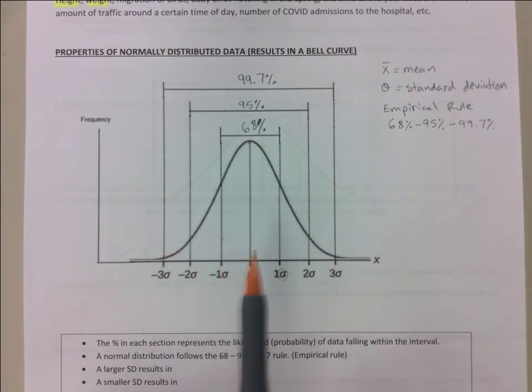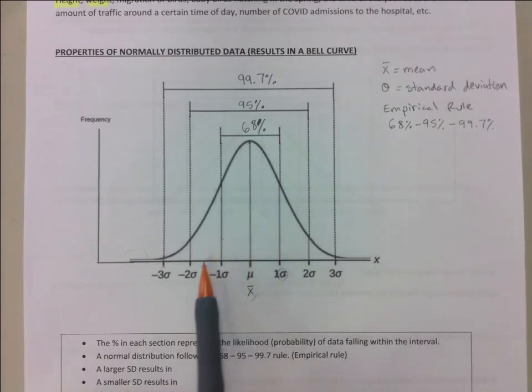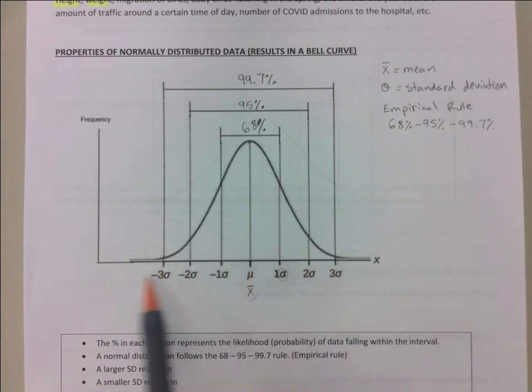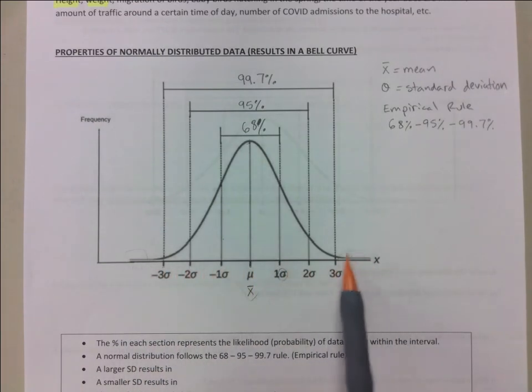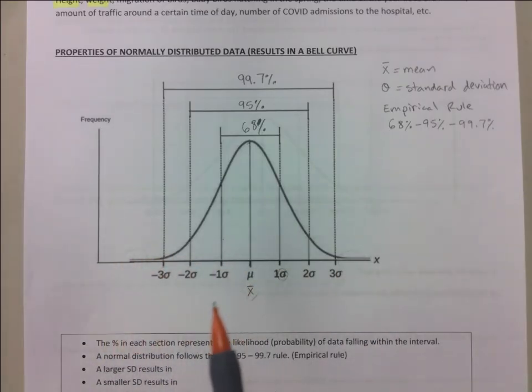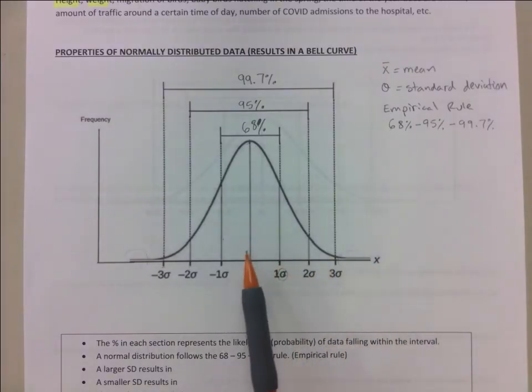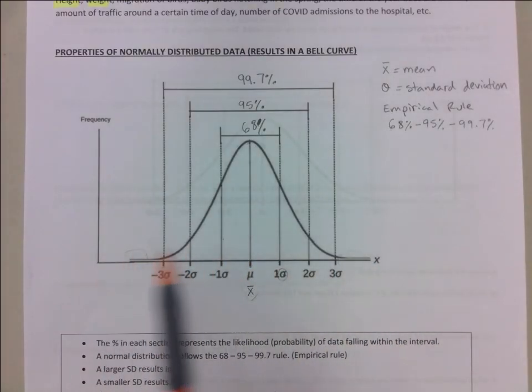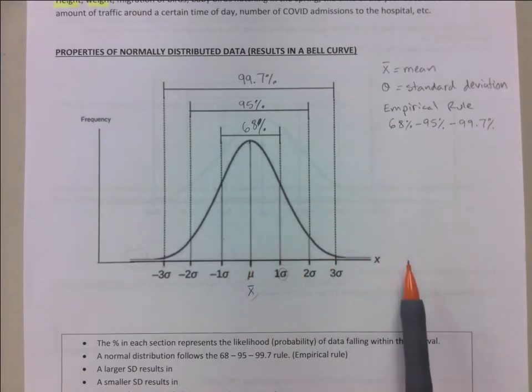So don't be thinking, what about the 100%? There is still 100% of values under this curve. Some are just back here, but we don't really have a number for them, okay? We just leave that blank. It's still the fact that 50% is below the mean, 50% is above the mean.